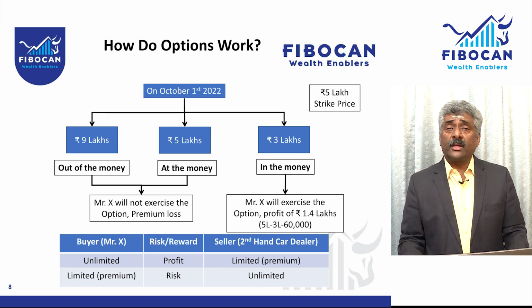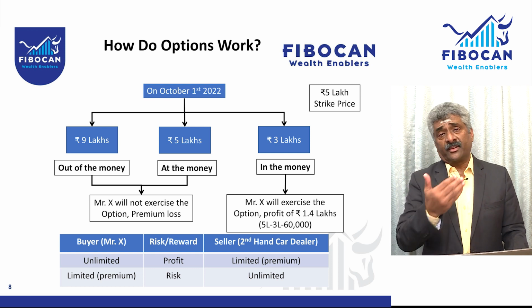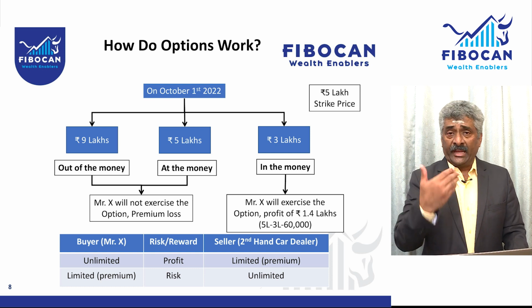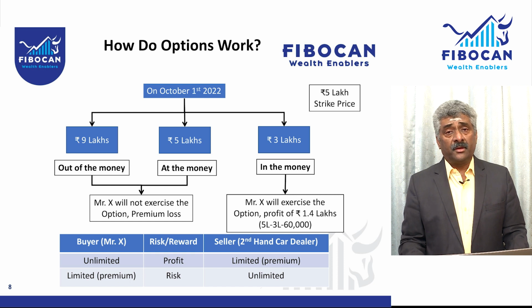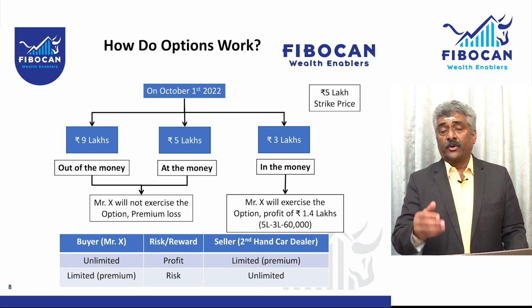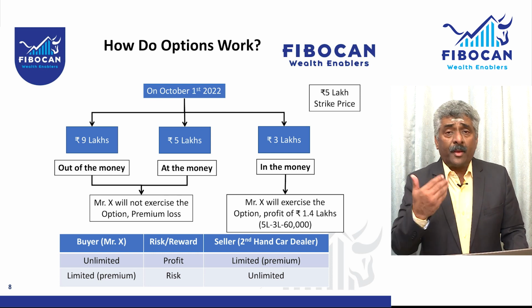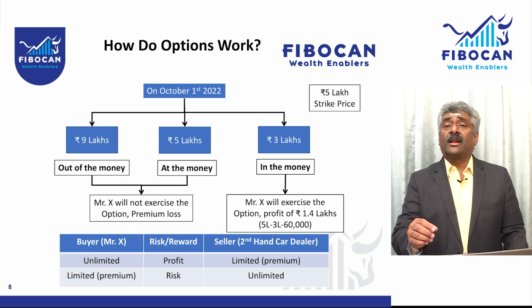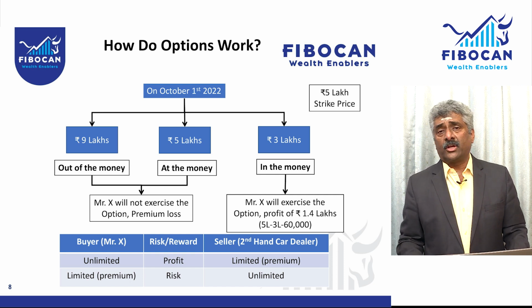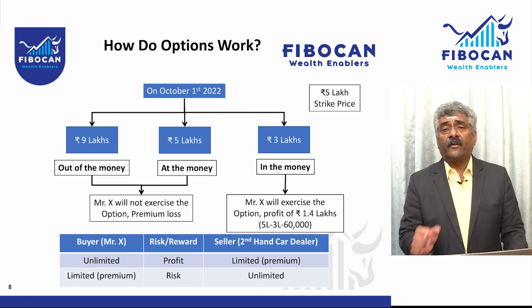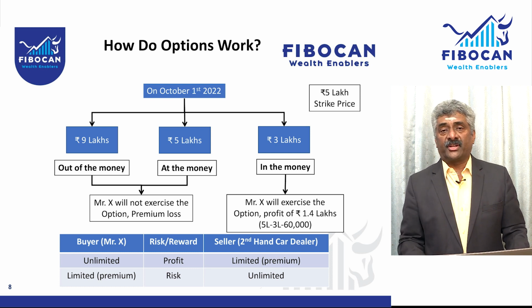How the 1.4 lakhs? 5 lakhs is the strike price, he gets 5 lakhs. So 3 lakhs is the market settlement price, right? Because that is what the market price is, that is the settlement price. So he gets 2 lakhs there, and the premium he paid, 60,000, that is gone, right? That means his net profit is 1.4 lakhs in this transaction.